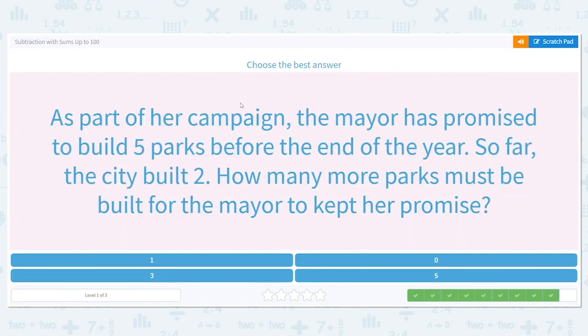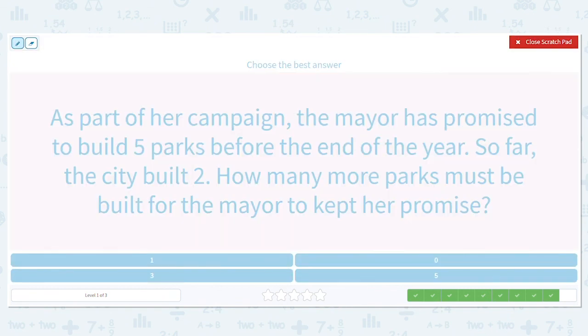Let's do one more. As part of her campaign, the mayor has promised to build 5 parks before the end of the year. So far, the city built 2. How many more parks must be built for the mayor to keep her promise? Okay, what's the total number promised for the parks? 5 parks. How many have already been built? 2.